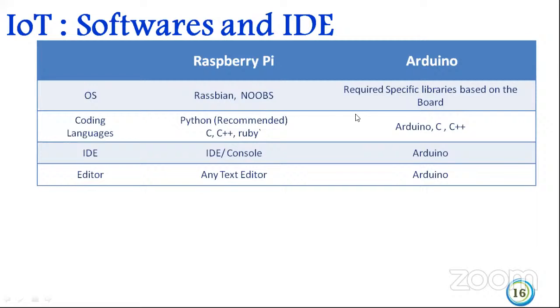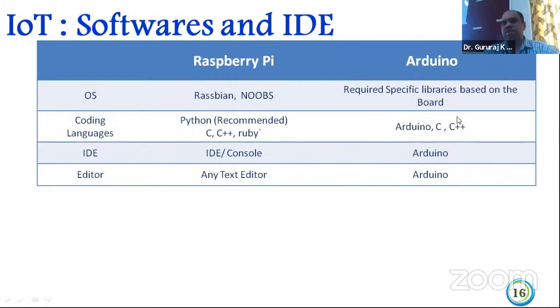When we work on Arduino, we have the Arduino as well as C and C++ programming environment. Arduino, as I told, has board-specific libraries which we will be using. And for IDEs, Raspberry Pi has its own IDE and the console, which we work on. Similarly, Arduino has its own IDE. I'll be showing the IDE also over here. Then the editors: we can use any text editor. As far as Raspberry Pi is concerned, we can use Notepad or any of the basic editors. And here we have an Arduino editor to work with.